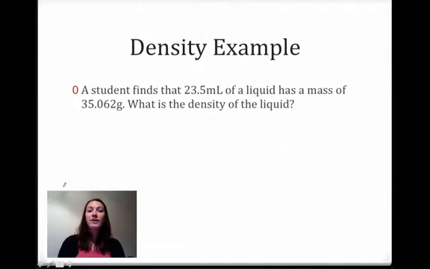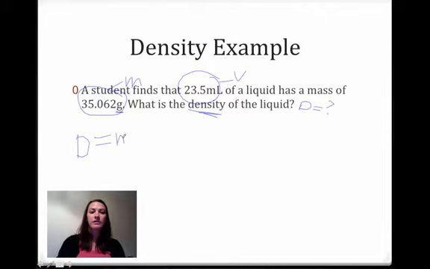All right, so we're going to do our first density example. A student finds that 23.5 milliliters, that's a volume of a liquid, has a mass. It tells you it's a mass, and it's also got grams as our unit, of 35.062. What is the density of the liquid? So we're looking for D. D equals what? We're going to start out by writing our formula. D, density, equals mass over volume. Right? And then we're going to plug our information in.